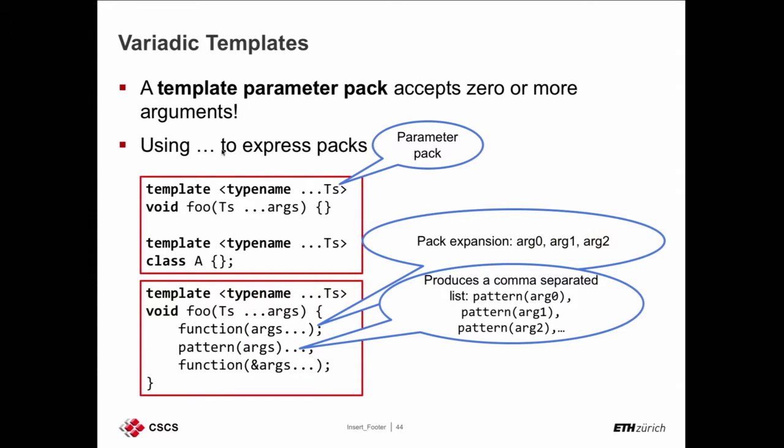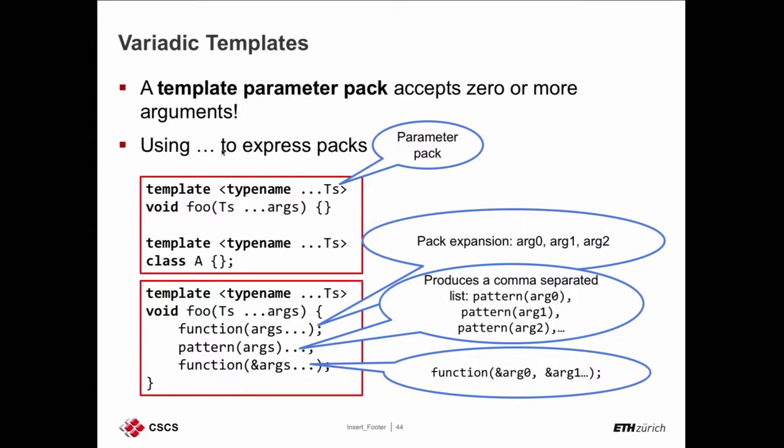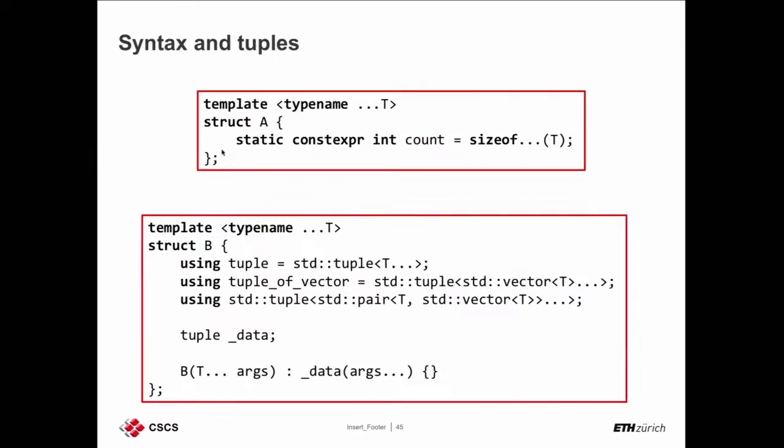Similarly, if I want to pass to a function the addresses of the arguments, for instance, I can do like this, a function address-of(args)..., and this will become address of argument 0, comma, address of argument 1, etc. In C++11, they introduced this construct.